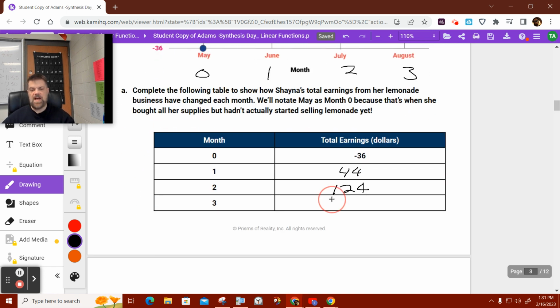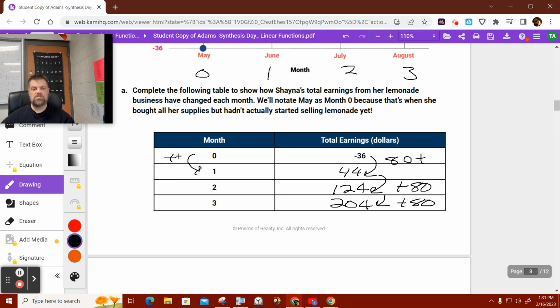And I heard somebody blurt out $80 a month. Is that what you said? No, it's more than 80. Is it 80? All right, so it's $80. So they're making $80 per month. That's what they're taking in. I don't know why I wrote that backwards. And that's $80, and we're counting by 1 month.